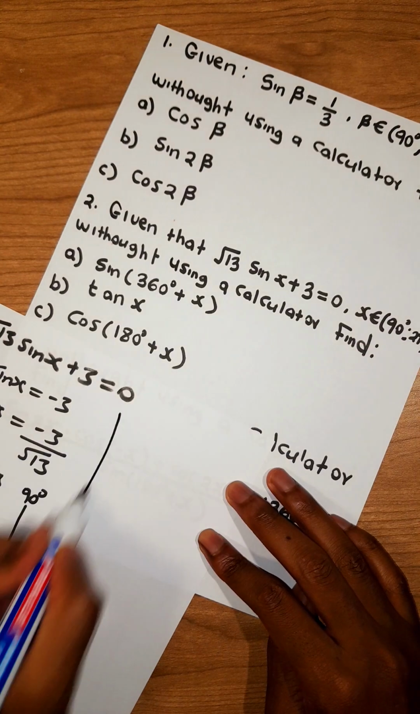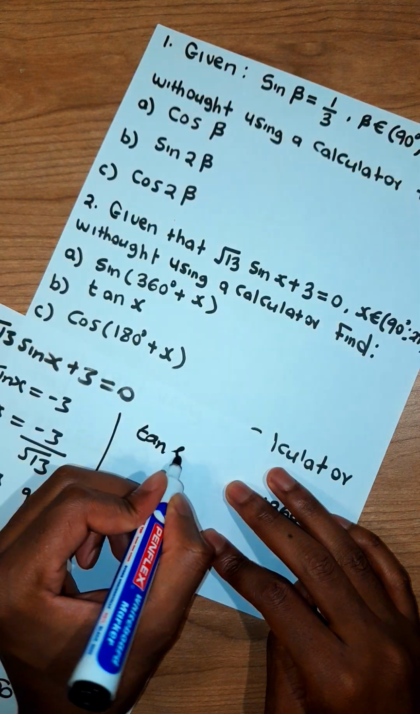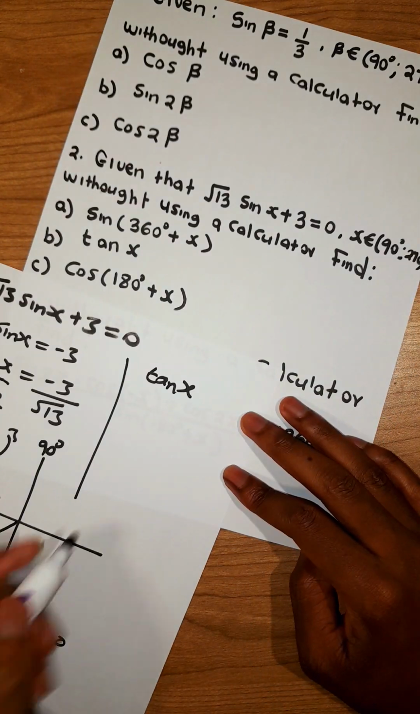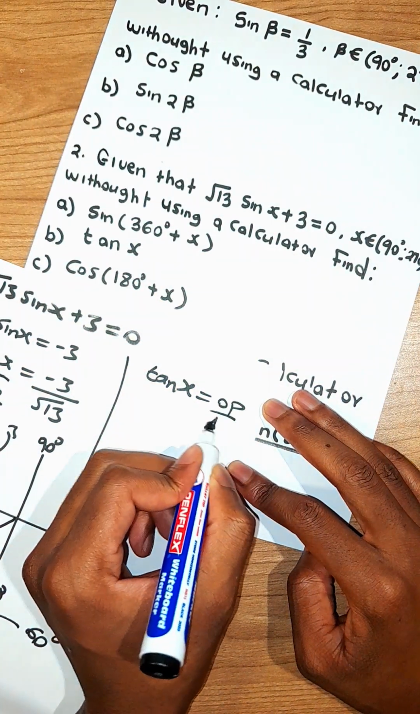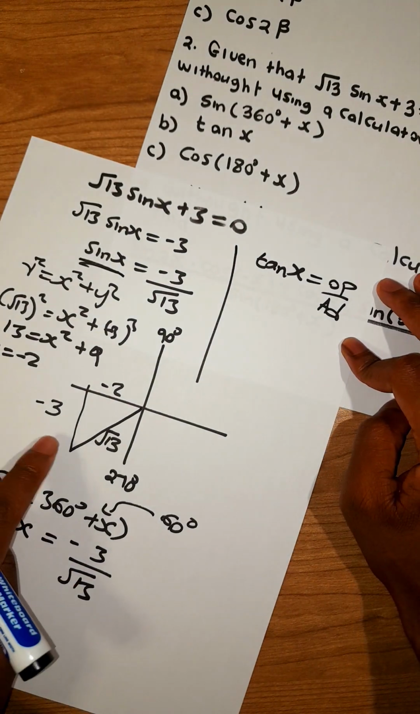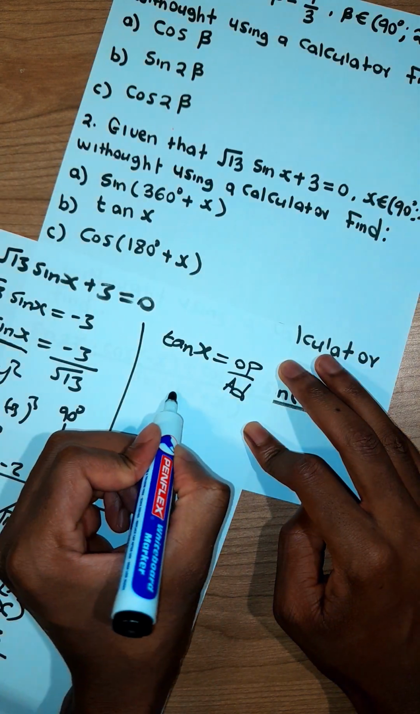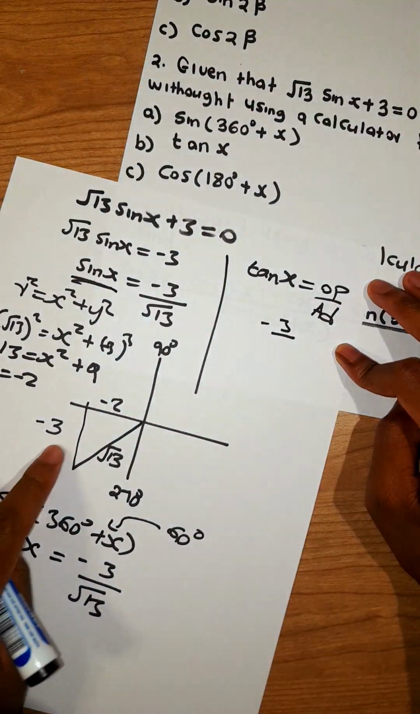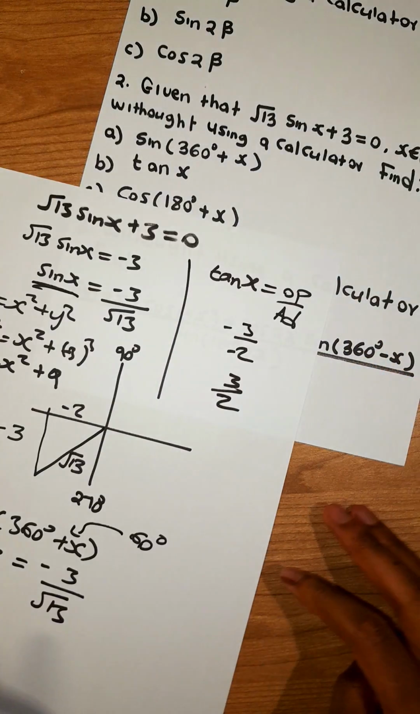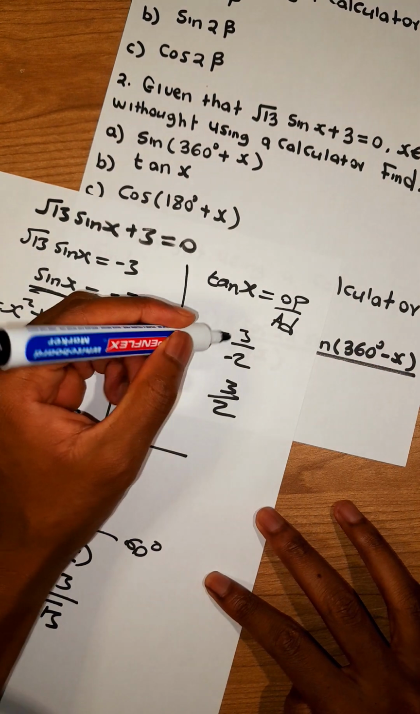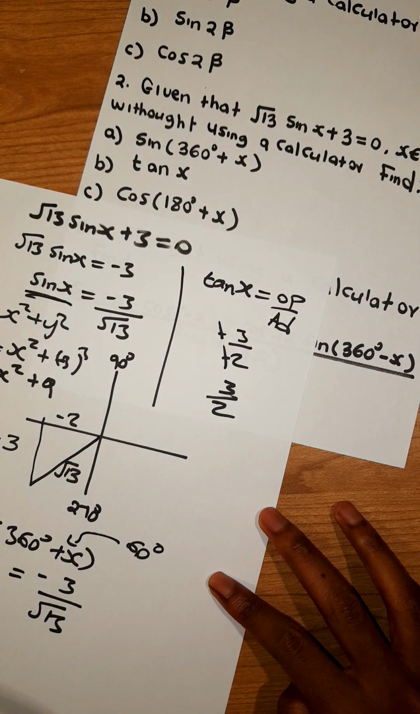Let's actually look at this one of tan of x. How can we find the tan of x? Well, we know that the tan of x is opposite divided by the adjacent. At this point, the opposite is going to be minus 3, so it's going to be minus 3 divided by the adjacent, which is minus 2. So the answer just tends to be 3 divided by 2 because these negatives are just going to cancel out.